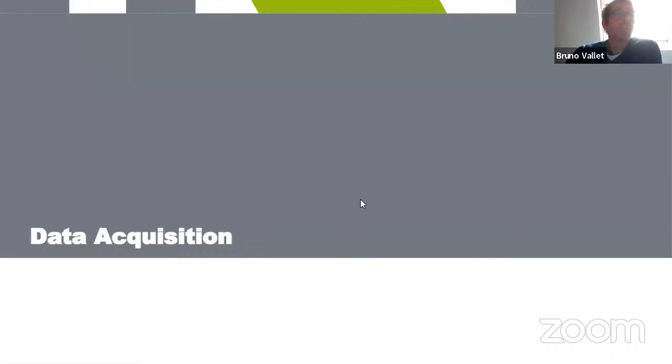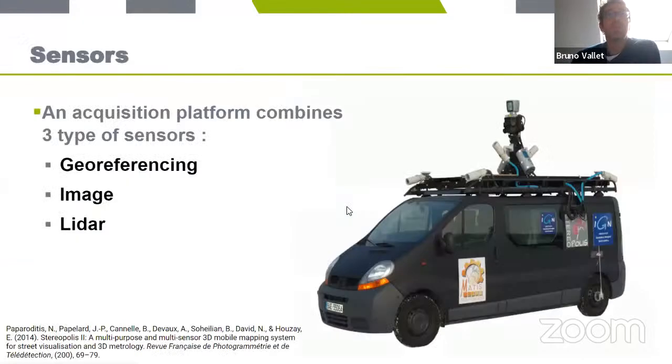So the first part of this talk is on data acquisition. Basically, a data acquisition platform, which may be a plane, a satellite, or a truck like displayed here, has three types of sensors that will allow us to acquire information on the scenes we're interested in. The first type is the georeferencing sensors, the sensors that will tell us where exactly this platform is located in space. Then we can have image sensors and LiDAR sensors. You can have both on what we call hybrid platforms, or you can have platforms with only image or only LiDAR.